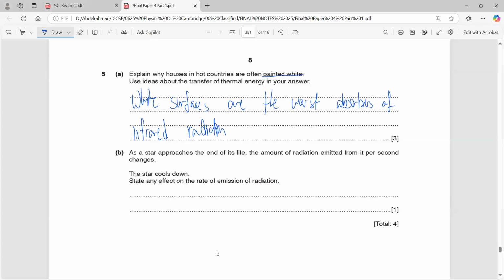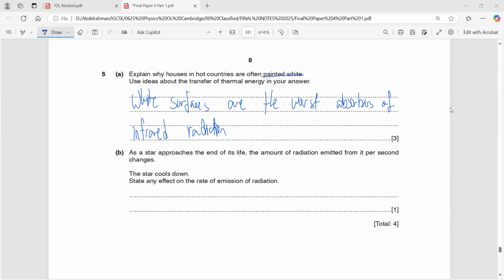As a star approaches the end of its life, the amount of radiation emitted from it per second changes. The star cools down. It's dying. State any effect on the rate of emission of the radiation.